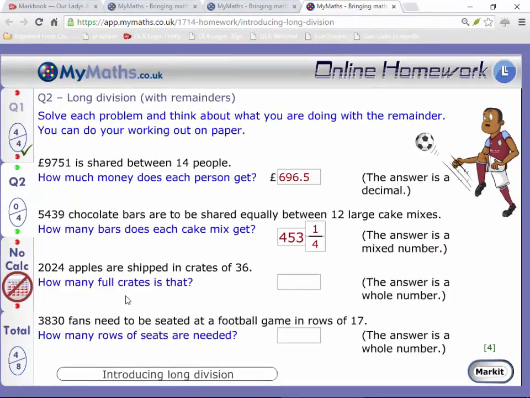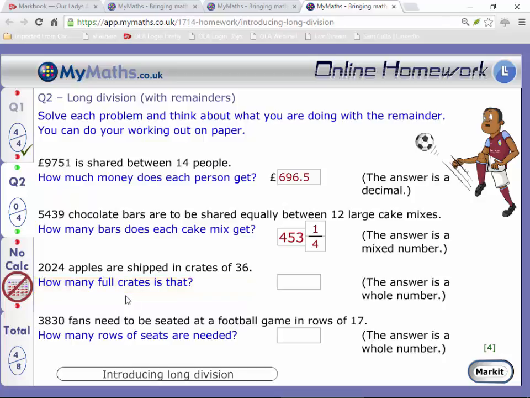Now for the third part of question 2, we have to work out how many full crates of apples we're going to end up with if we start off with 2024 apples, and each crate can take 36 apples. So we want to divide 36 into 2024, and we don't care about the remainder. We just want to know how many full crates we're going to end up with, even if we have a remainder. We're not interested in the ones that are left over, only the maximum number of full crates we can achieve.